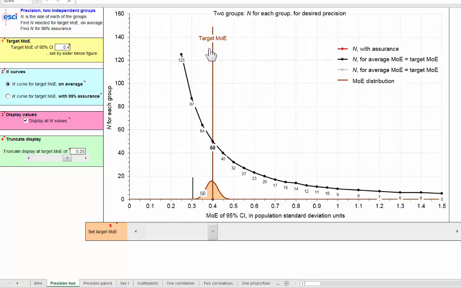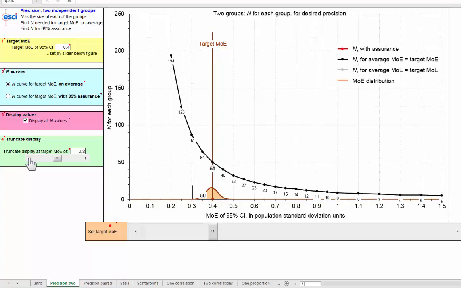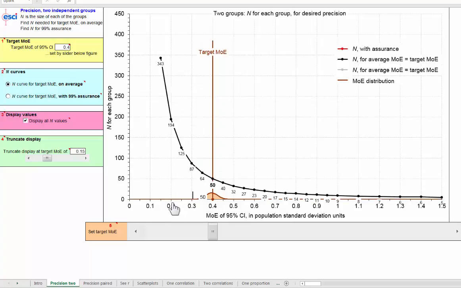Now, if you wanted to target MOE that was smaller, would you need larger samples? Of course you would, down here. Let's change this graph a little. Change the scale. Now if we want target MOE of 0.2 rather than 0.4, we're going to need n of 194. So MOE half as large on average, we're going to need n roughly 4 times as large. That fits with our informal guideline, doesn't it?